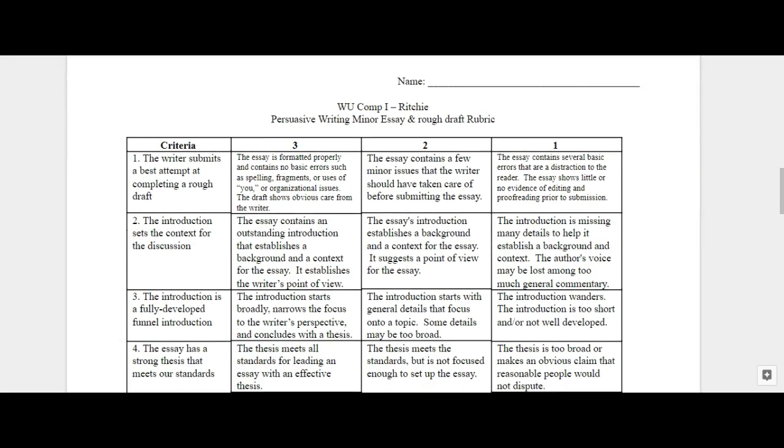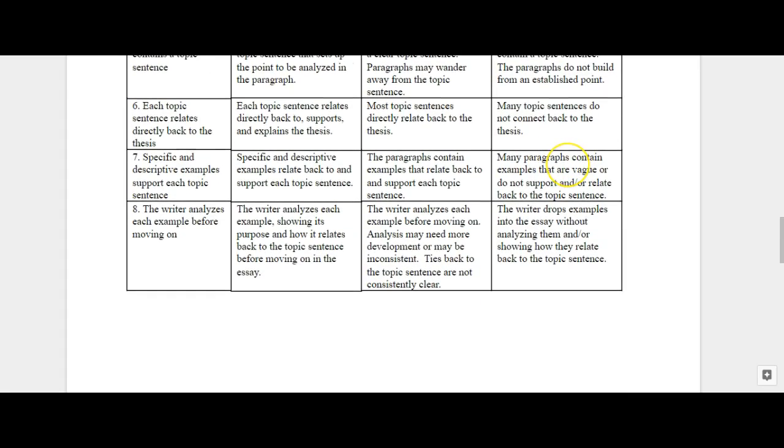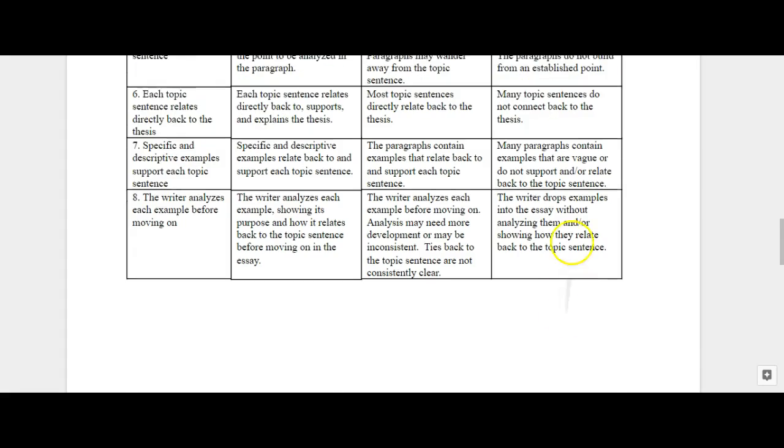The new rough draft rubric in this case. We're looking at submitting a best attempt, setting the context for discussion, a fully developed funnel introduction, a strong thesis that meets those standards. Make sure that each paragraph has a topic sentence. The topic sentence should be related back to the thesis. We need specific and descriptive examples to support each topic sentence. Analyze your examples before moving on.